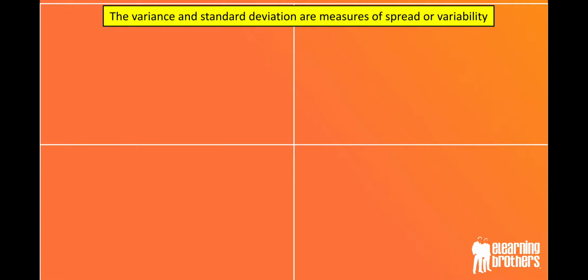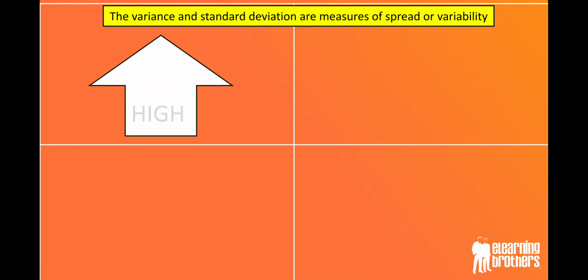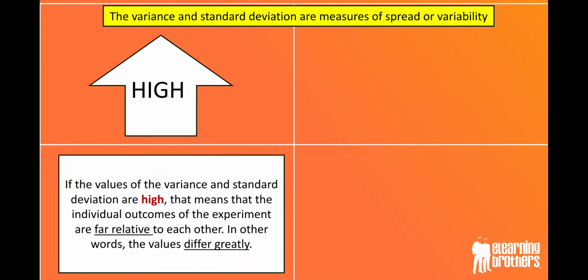The variance and standard deviation are measures of spread or variability. This is high if the values of the variance and standard deviation are high. That means that the individual outcomes of the experiments are far relative to each other. In other words, the values differ greatly.